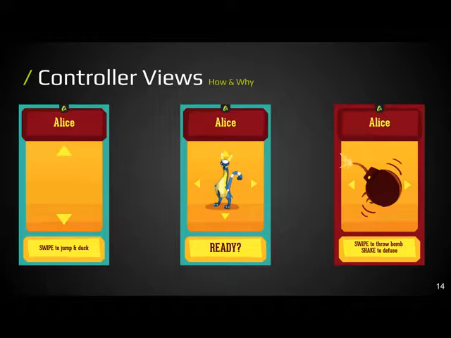And the 3 different views you see here are: on the left, the in-game screen with the instruction to swipe to jump and duck. The center one is the character selection, where you can swipe left, right, up and down to choose a character and press the ready button when you're done. And the third one is a special situation in-game when you're holding a bomb, where you can then swipe left and right or shake the controller.